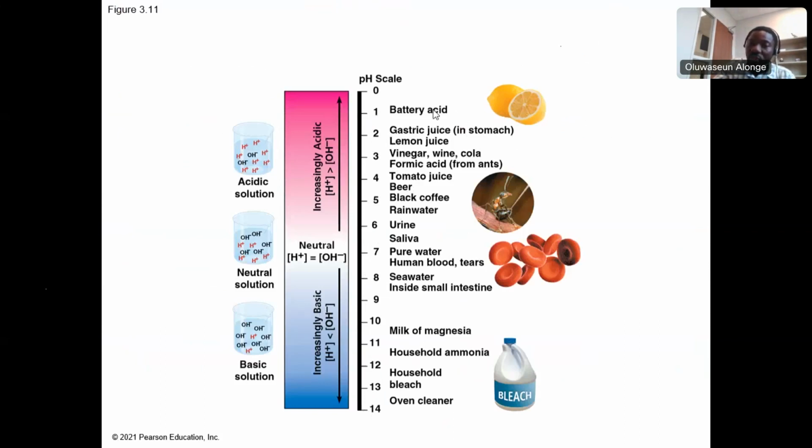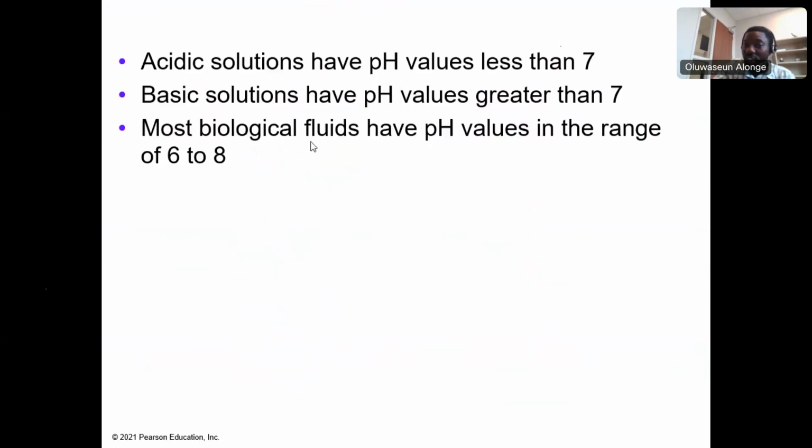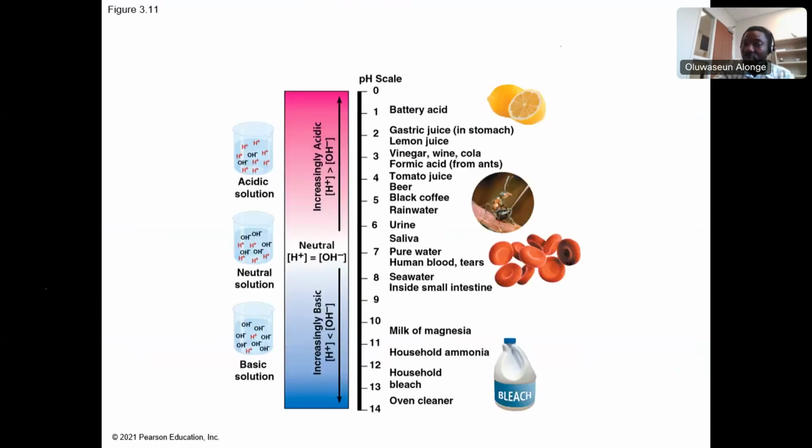All right. So if you come here now, you see the gastric juice in the stomach. Now look at it. There's a statement here that most, not all, biological fluids have pH of 6 to 8. Yes, but gastric juice in the stomach has a pH of about 2. It's actually between 1 and 2. So that is not 6 to 8. But most of the time, we have between 6 and 8. If you look at saliva and urine, they are all between 6 and 8.